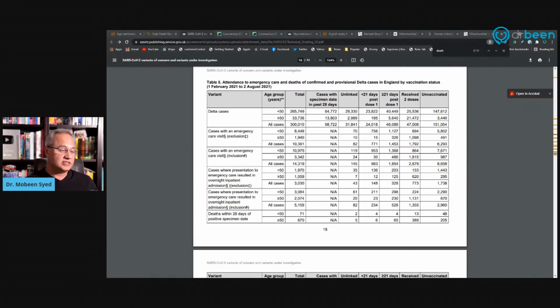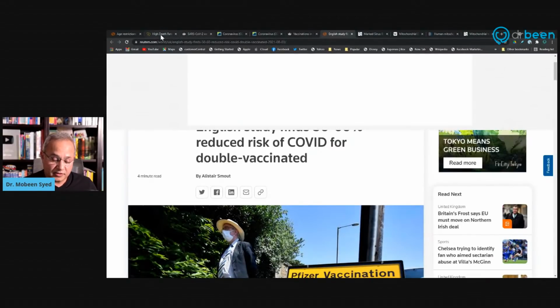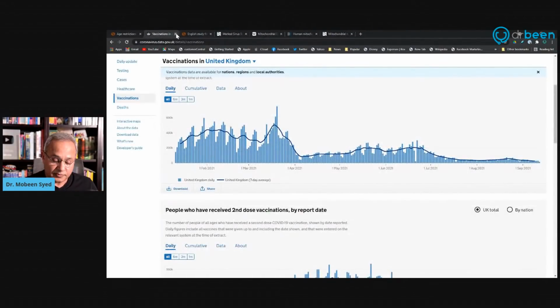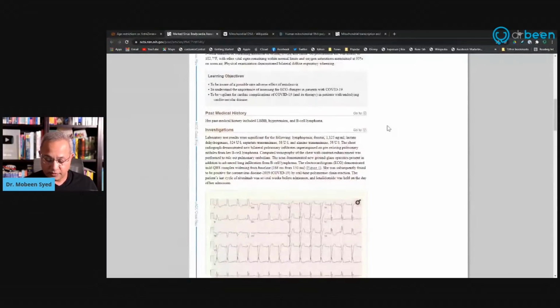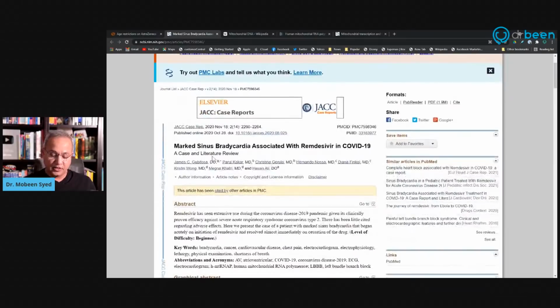Okay, so with this, let's quickly look at the remdesivir side. So here, let me close these numbers. Here is a report. This is a case report, not a study. Case report means that some doctors looked at some cases and are reporting them. Marked sinus bradycardia associated with remdesivir in COVID-19. So that is the report.